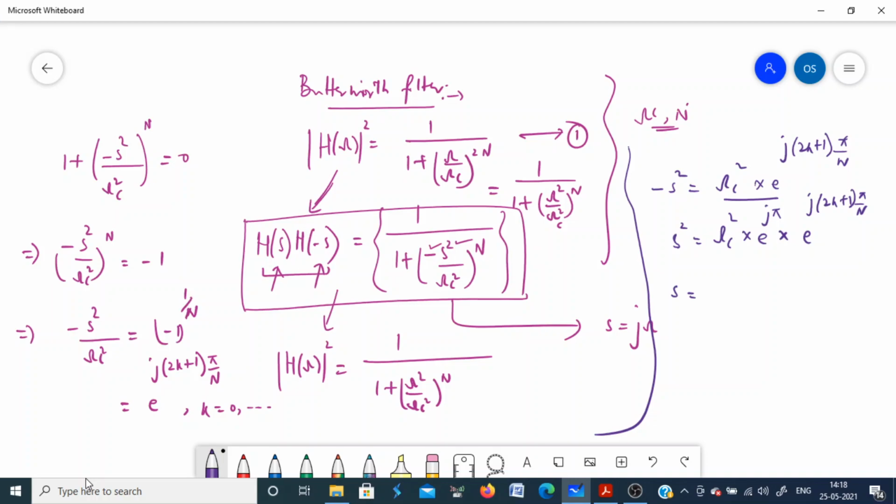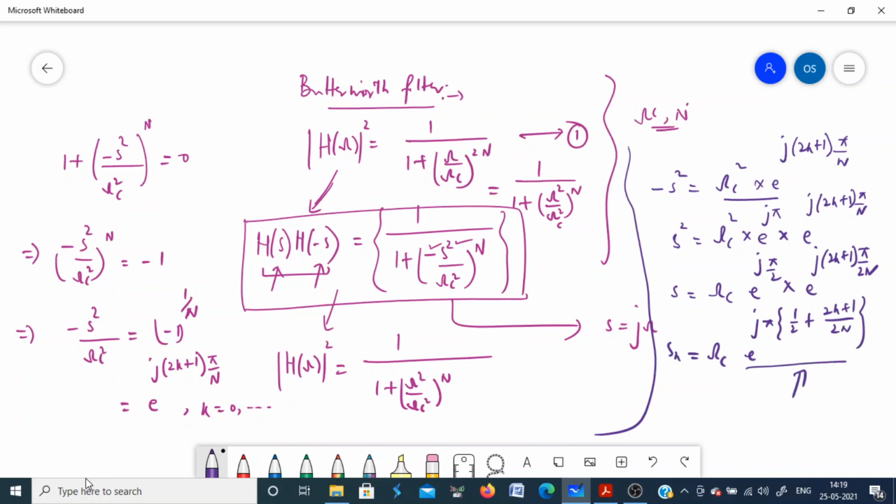So finally your s is equal to omega c into e raised to power j pi by 2 multiplied with e raised to power j 2k plus 1 pi by 2n. So you can write as omega c e to the power j pi, you can take as common. So what you will get inside is 1 by 2 plus 2k plus 1 upon 2n. So you can write it as s k for different values of k. So this gives you the location of the poles of the Butterworth filter in the S-plane.